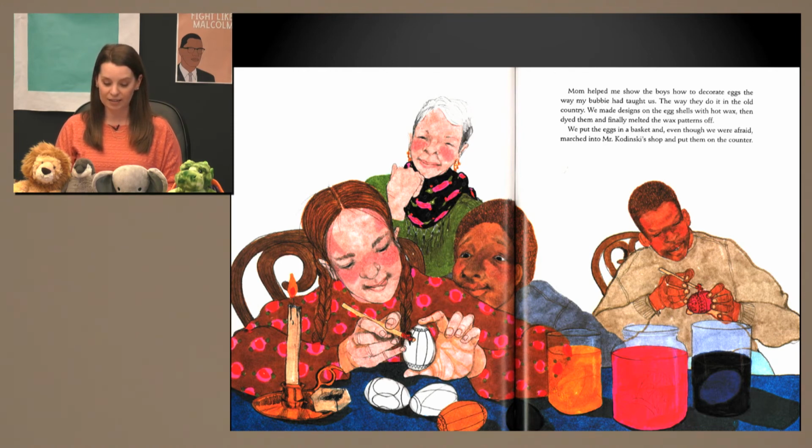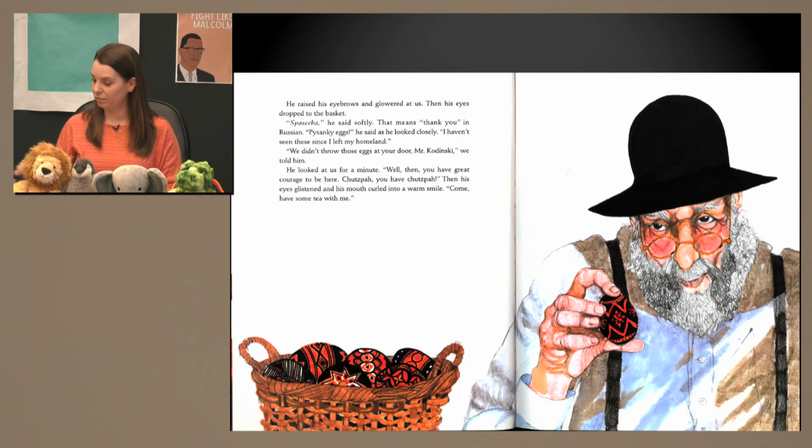We put the eggs in a basket, and even though we were afraid, marched into Mr. Kadinsky's shop and put them on the counter. He raised his eyebrows and glowered at us. Then his eyes dropped to the basket. "Spasiba," he said softly. That means thank you in Russian. "Pysanky eggs," he said as he looked closely. "I haven't seen these since I left my homeland."